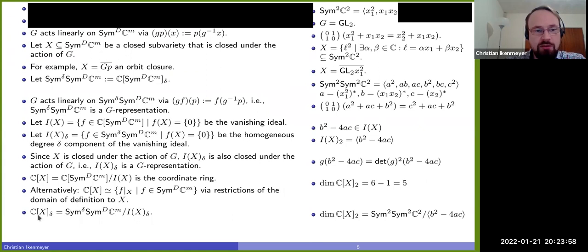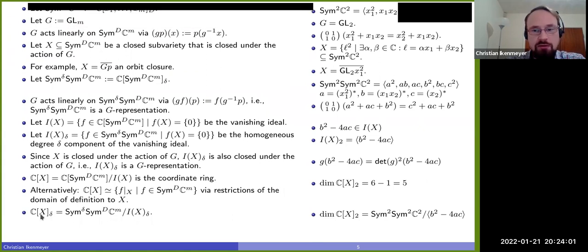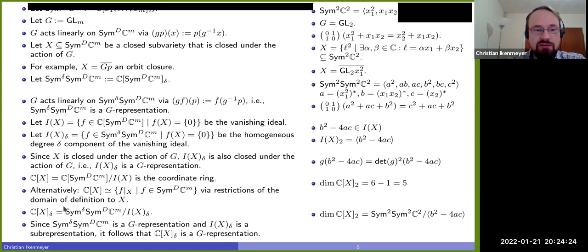Okay, so now this is going to be degree delta functions. As we did in this example already, in degree delta you can do this by saying, I take the degree delta functions and mod out the degree delta part of the ideal. So this is a finite dimensional vector space. You take the quotient and get a finite dimensional vector space. This is what we did here with 6 minus 1 equals 5. And this finite dimensional vector space has a group action, and the vanishing ideal part is a sub-representation of it. So if you take the quotient, you still have a representation. This means that indeed this coordinate ring is actually a G representation.